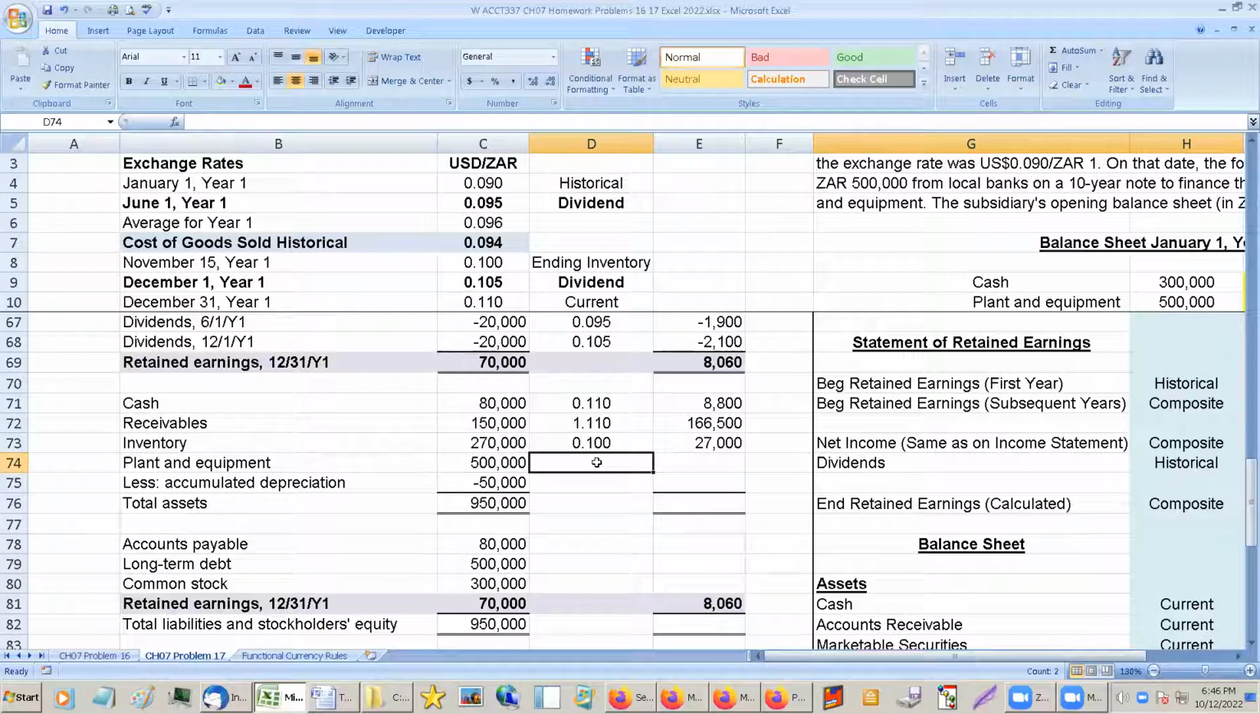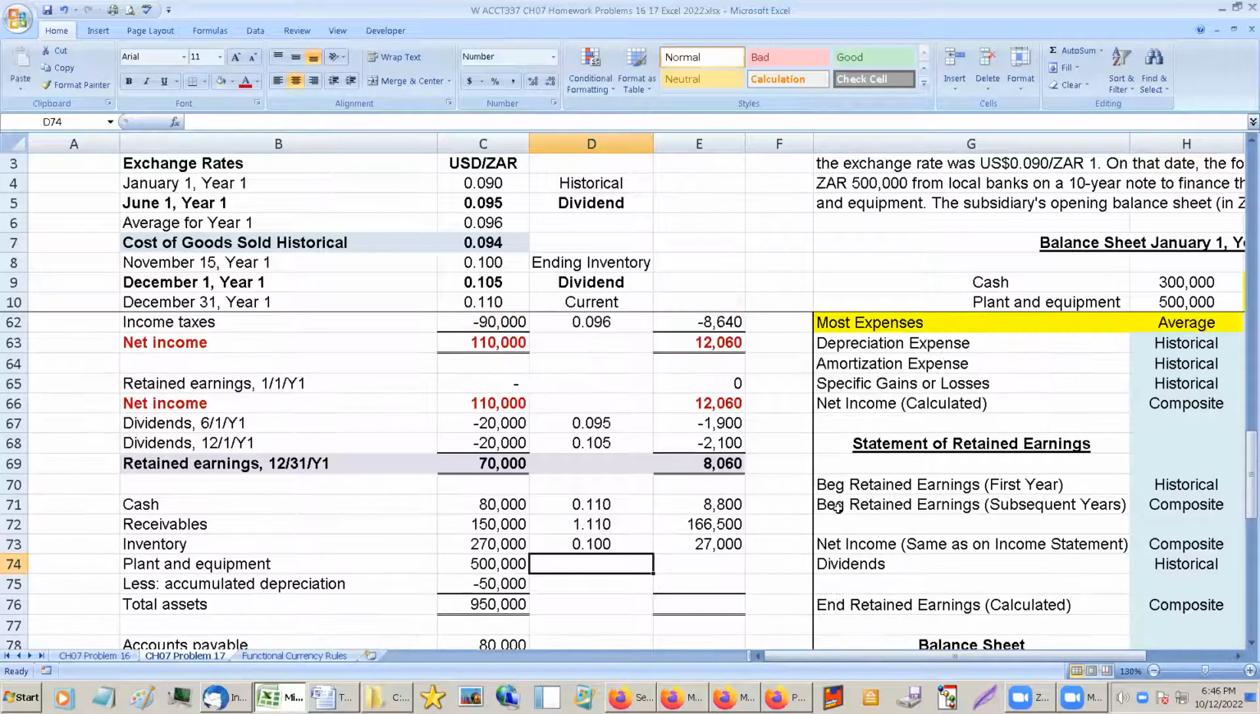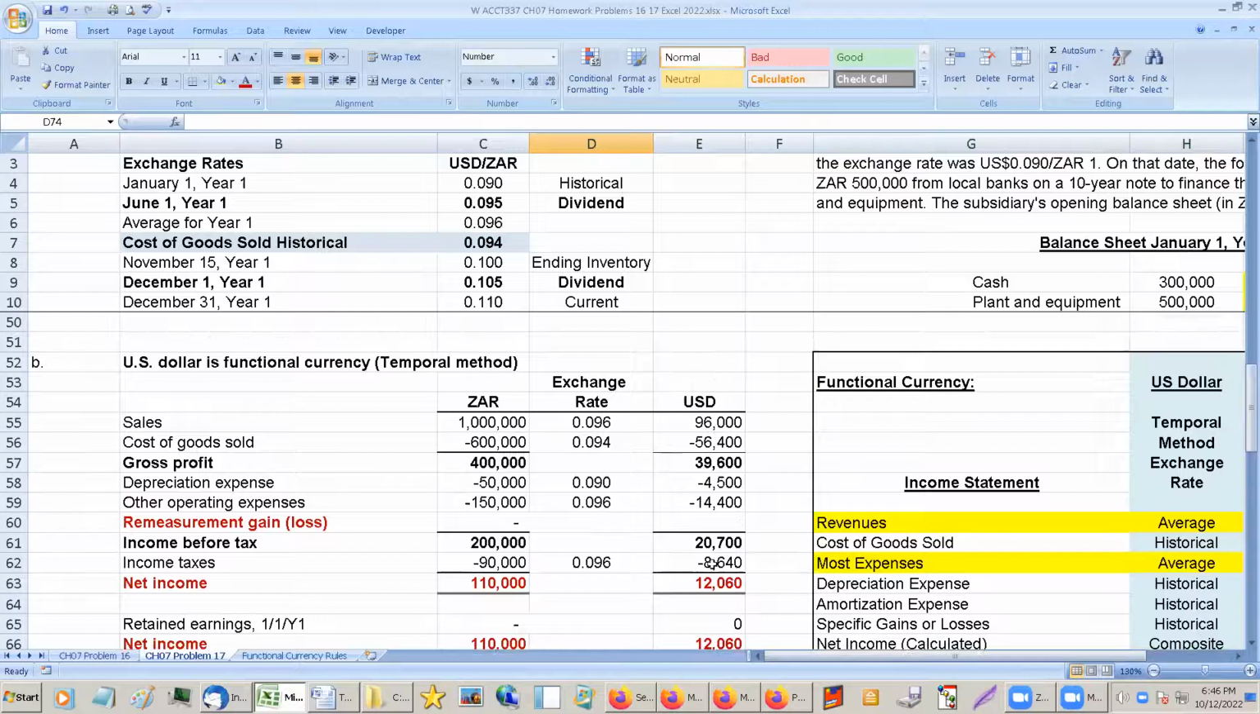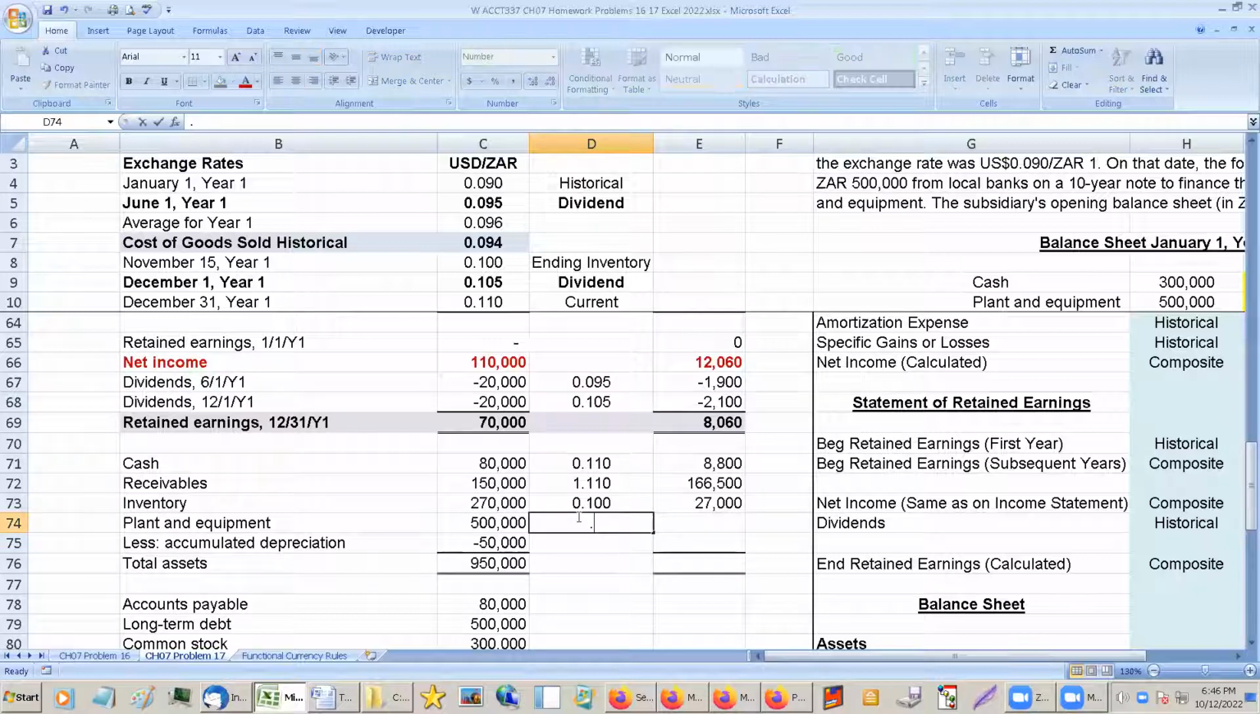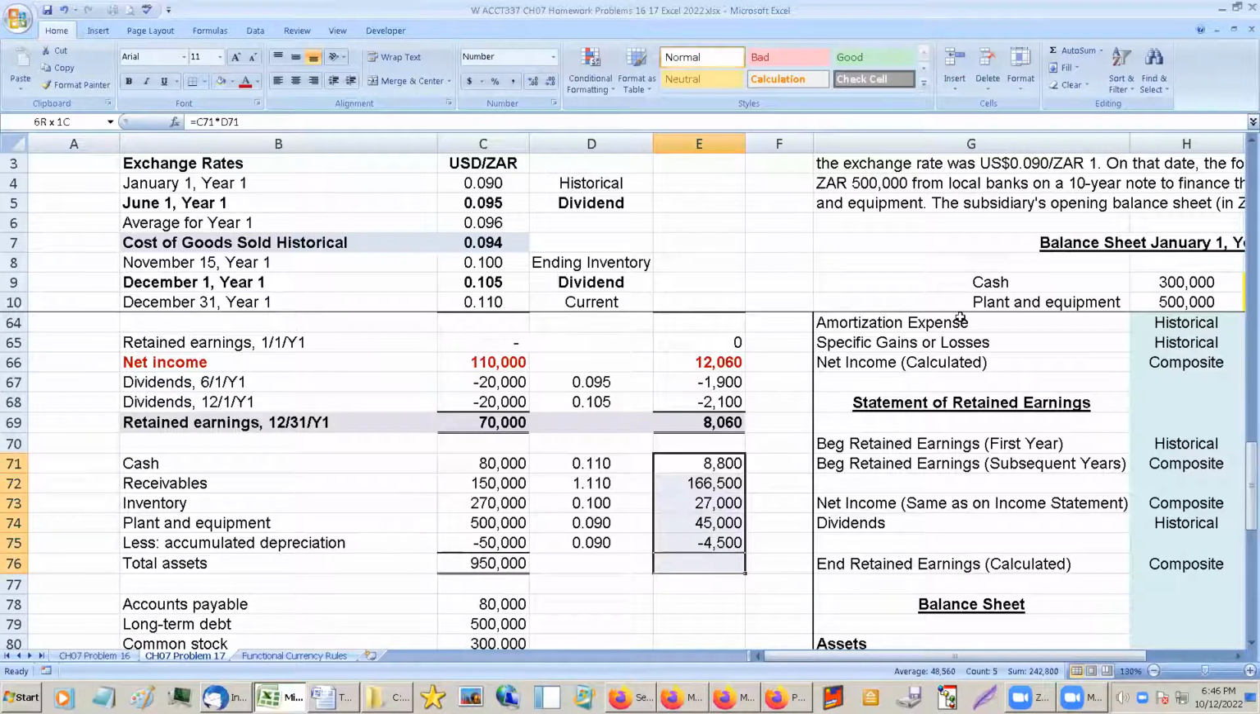So what are those going to go in at? 0.090. Yeah, it'll be the same as up here for the depreciation expense. It'll go in at the 090. I mean, this stuff isn't terribly hard. It's tedious. Okay, so this would be the total assets.